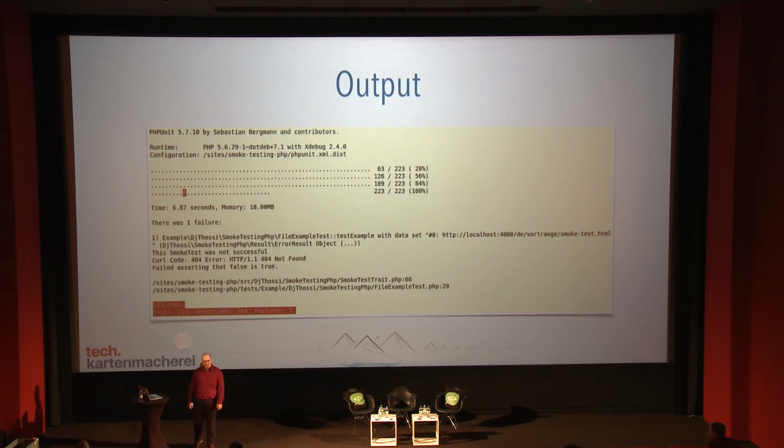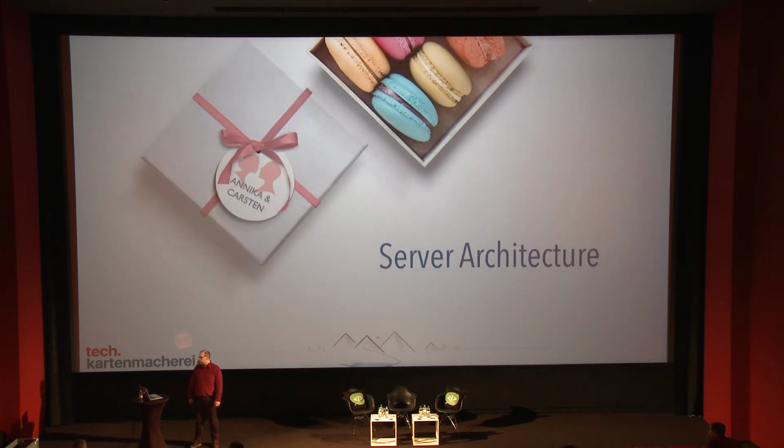A failing output looks like this. So we have just 200 and a bit tests. One is failing. On purpose, we made it return a 404 to see how it looks in the end. Let's go quickly to the server architecture.